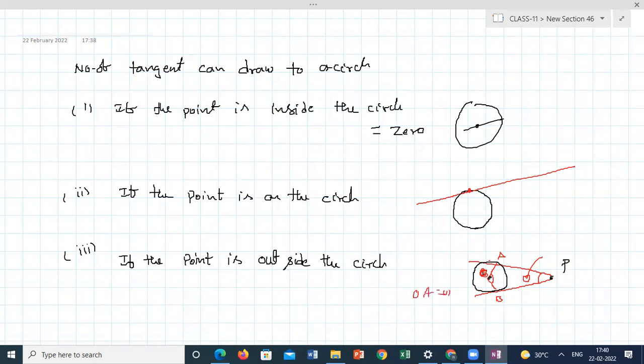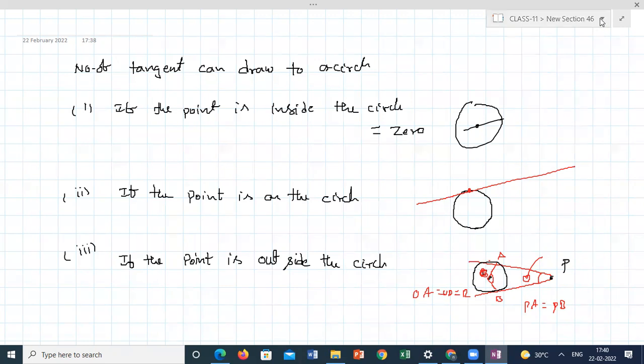OA is equal to OB is equal to the radius, and PA is equal to PB according to the length of the tangent. Those theorems we already discussed. The line joining the point of contact of the tangent to the center is always perpendicular. That is called the normal, so the normal is always passing through the center. These are the key points you have to keep in mind.